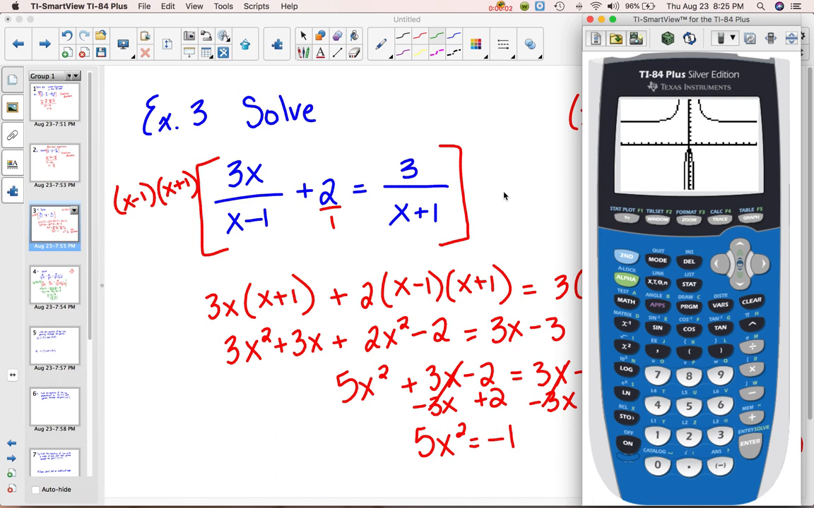Before I go on to the other examples I want to do from this section, I want to go back to this one that was no solution. I really should have said no real solution because we are going to have complex solution. So what I did on this graph, just to convince myself that I didn't make any mistakes, I subtracted the 3 over x plus 1 from both sides so that it was equal to 0.